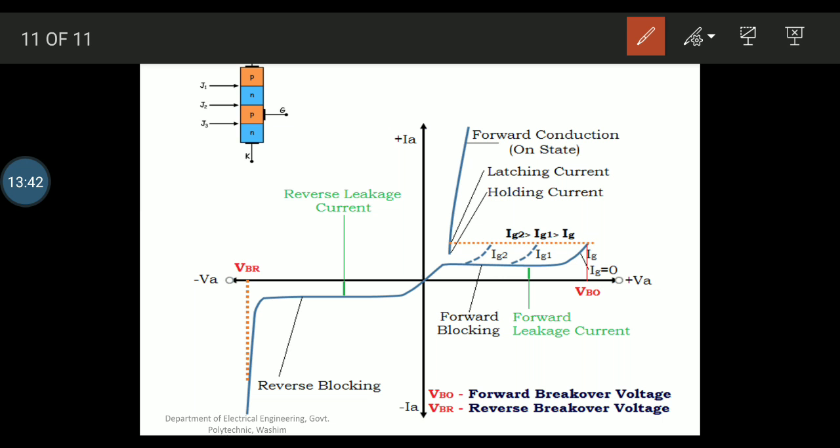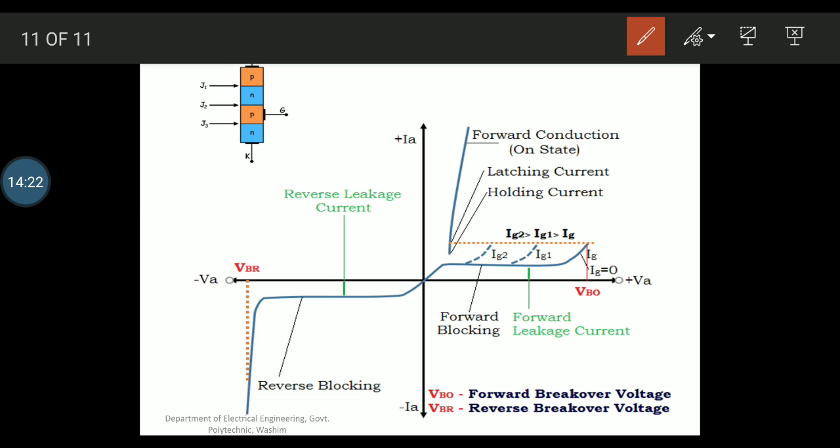We can see here in the wave characteristics, when Ig is equal to 0, that is the gate current is 0, the breakover voltage required will be VBO, and if Ig is applied, let us say Ig1, the corresponding voltage will be VB1, and the corresponding voltage for Ig2 will be VB2. So as the values of gate current increases, the breakover voltage of the SCR goes on decreasing.